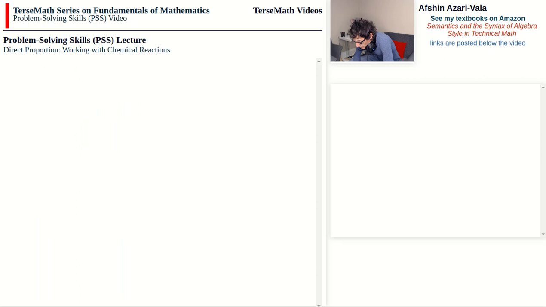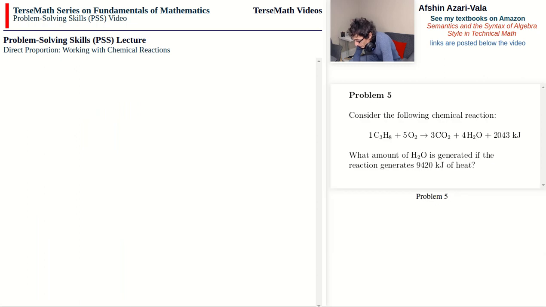Okay. So next we have problem number 5. For the same reaction, what amount of H2O is generated if the reaction generates 9,420 kilojoules of heat? Now in this case we have an added term, 2,043 kilojoules, and this is to be interpreted in the following sense. Every time you use 1 mole of C3H8, you create 2,043 kilojoules of heat. You can also say every time you use 5 moles of O2, you create 2,043 kilojoules of heat. Same thing for CO2 and H2O.